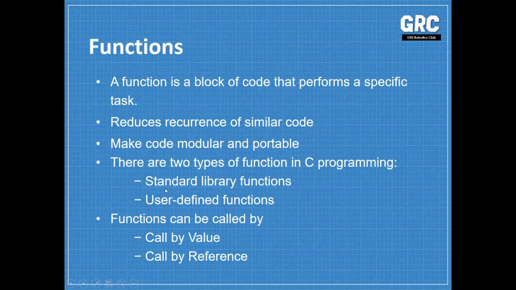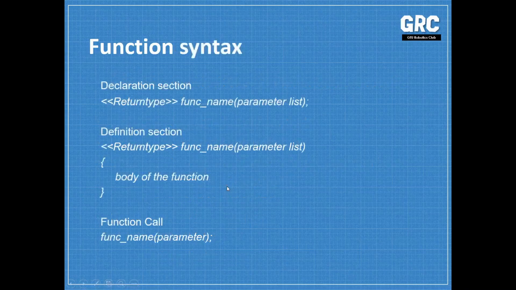There are two types of functions: standard library functions and user-defined functions. Functions can be called by call by value and call by reference. We will see both of these one by one. First of all, let's talk about the function syntax. A function has two parts: function declaration and its definition.